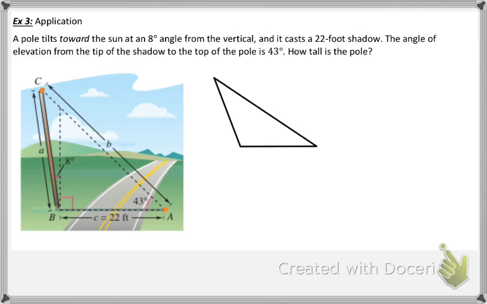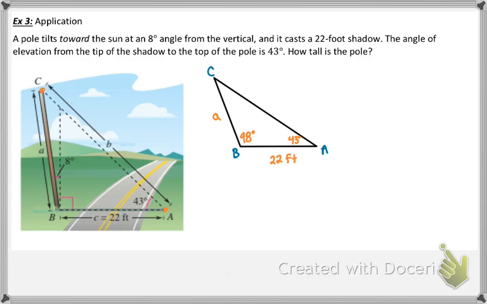So I know that I have A, B, C, and the information that I'm given is that angle A is 43 degrees. I'm looking for little a, that's the height of that pole, and this angle right here is 90 degrees plus that 8 degrees, so that's 98 degrees. And I know that the distance between A and B is 22 feet, and that's all I know.